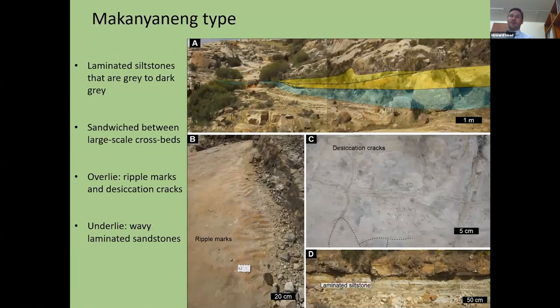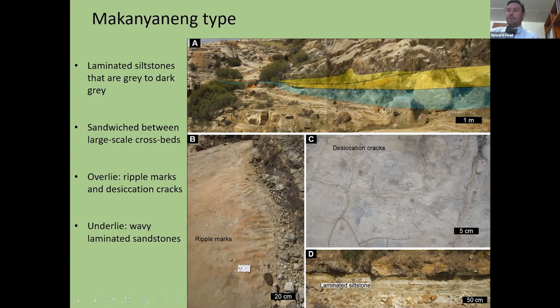Firstly, we'll start with the Makanyaneng type. The Makanyaneng type comprises laminated gray to dark gray siltstones that are bounded by large-scale crossbeds. The surface onto which the siltstones were deposited does preserve ripple marks, as well as desiccation cracks on a dune slope that can be traced into this siltstone feature. The overlying facies, you can see here, are wavy laminated sandstones.